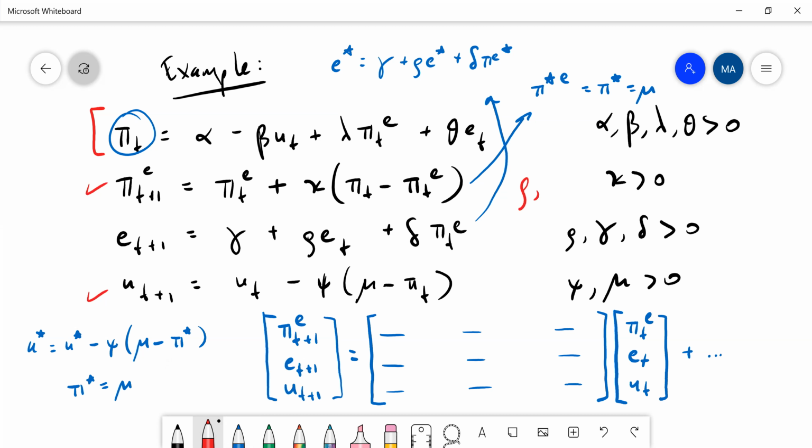But for stability, you just check. I haven't, but we require these to be between 0 and 1, rho and lambda. Rho is here, and lambda is here. If these parameters are less than 1, I believe, I haven't checked, but I believe if these satisfy these constraints, then you will have a stable steady state.